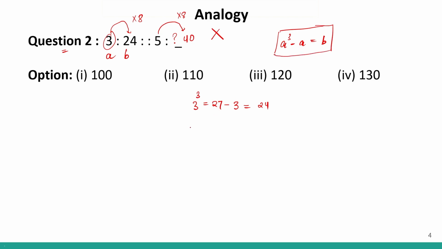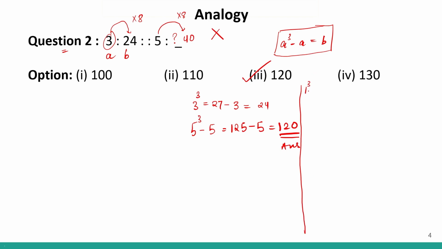Let us check for 5. 5 cube minus 5, A cube minus A. Correct? 5 cube is how much? 125. If I subtract 5, I will get 120. Do we have 120 in the options? Yes. Option number 3 is 120. So 120 will be the answer. Clear? So this is how you proceed with the question. We identified a logic, but using that logic, we could not find an option. So we went to a different logic. Let us revise cubes, okay? Let us revise cubes.